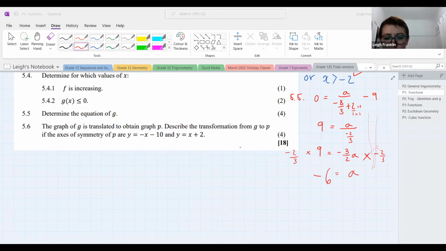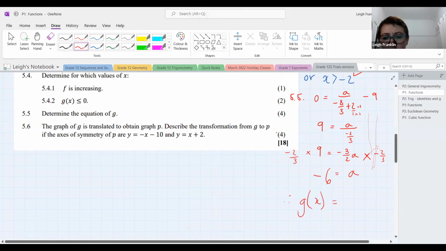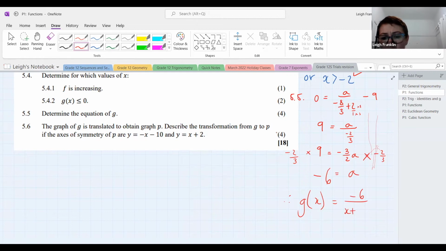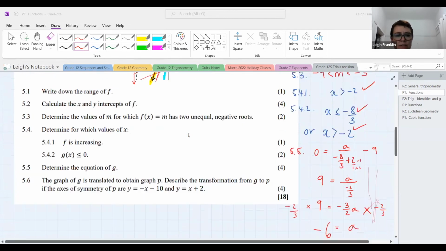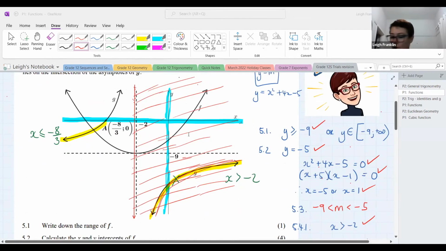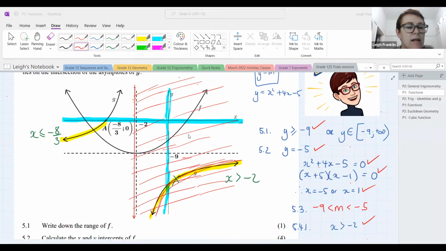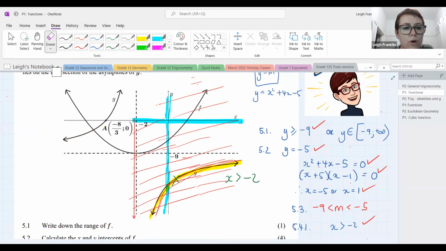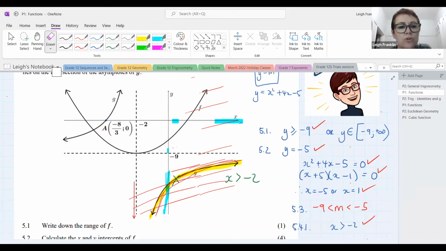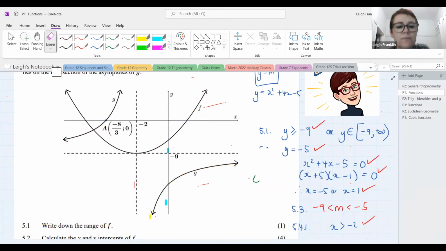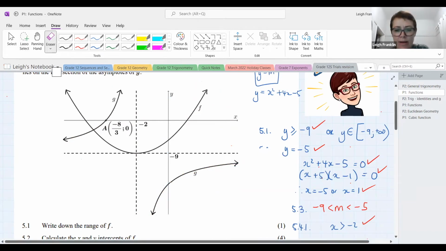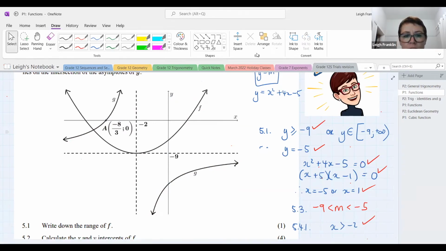Okay, yes, 100%. Well done, everybody. So g of x is equal to negative 6 over x plus 2 minus 9. And we're confident in our answer of negative 6 because, again, when we go back and look at the graph, we can see very clearly that it has been sketched in quadrants 2 and 4. Obviously, it's been shifted, but quadrants 2 and 4. So we were expecting a to be a negative number. All right, let's go and have a look at the last question.